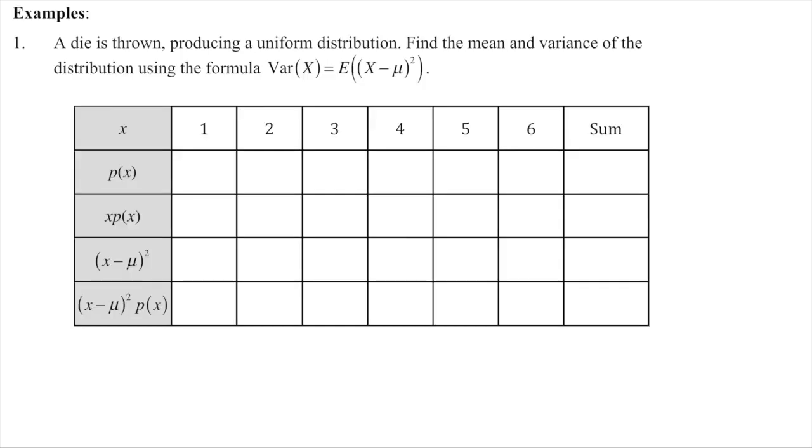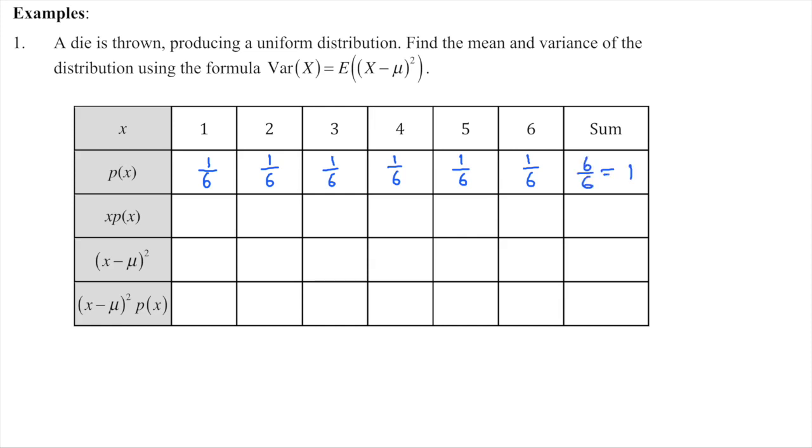A die is thrown producing a uniform distribution. Find the mean and the variance of the distribution using the formula variance equals the expected value of (x minus mu) squared. Well, the probability of rolling each number: we've got 1 on 6 for each of the six outcomes. So our total, or our sum, is going to equal 6 on 6, which is 1.